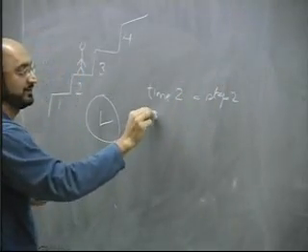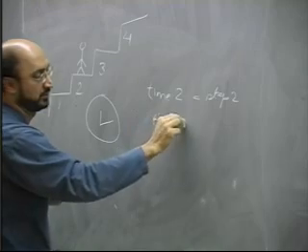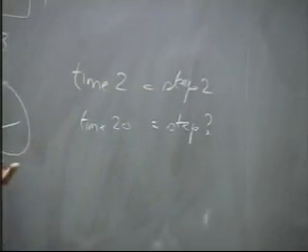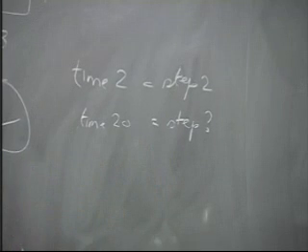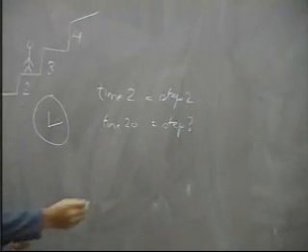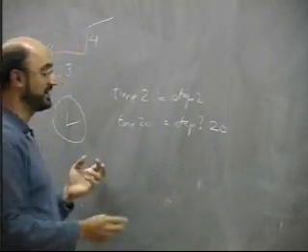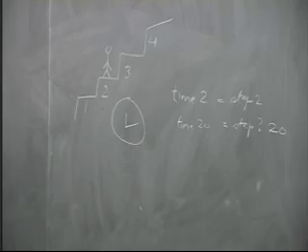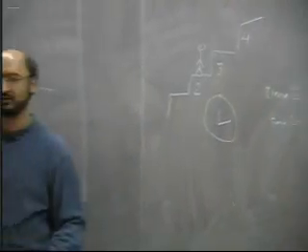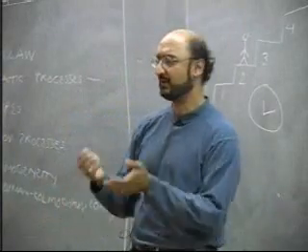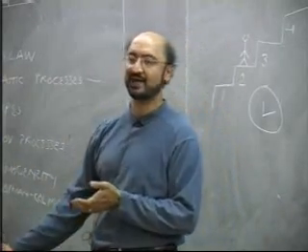Where is he at time 20? Where is he on time 20? Anybody want to answer this? On step 20, right? This is absolutely obvious. At time n, he's on step n, etc. So this is straightforward. Why is it straightforward? Because it's a deterministic process. It is not a stochastic process. Deterministic process means that we can predict the future exactly.